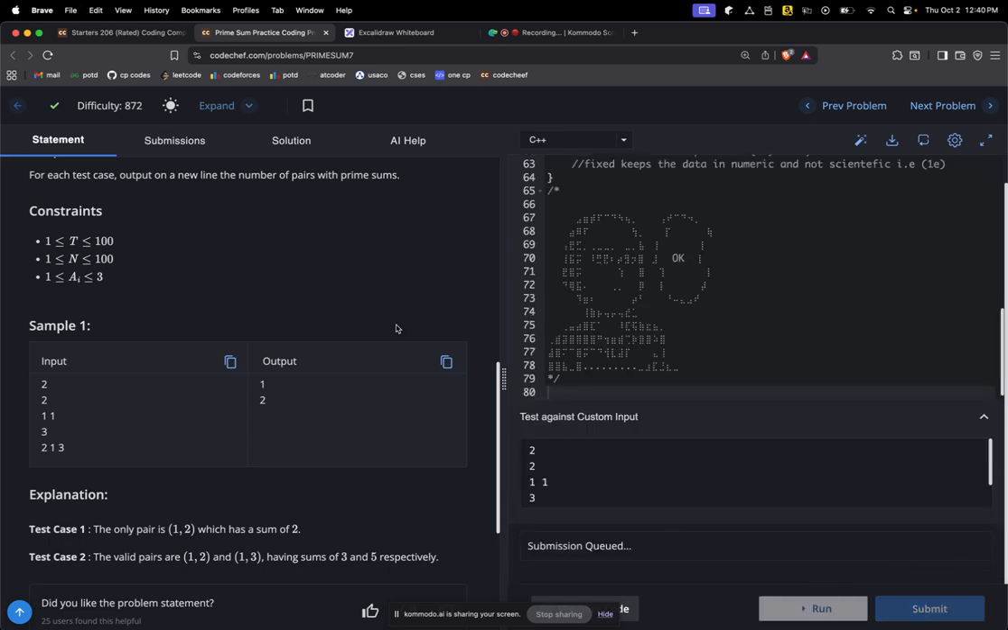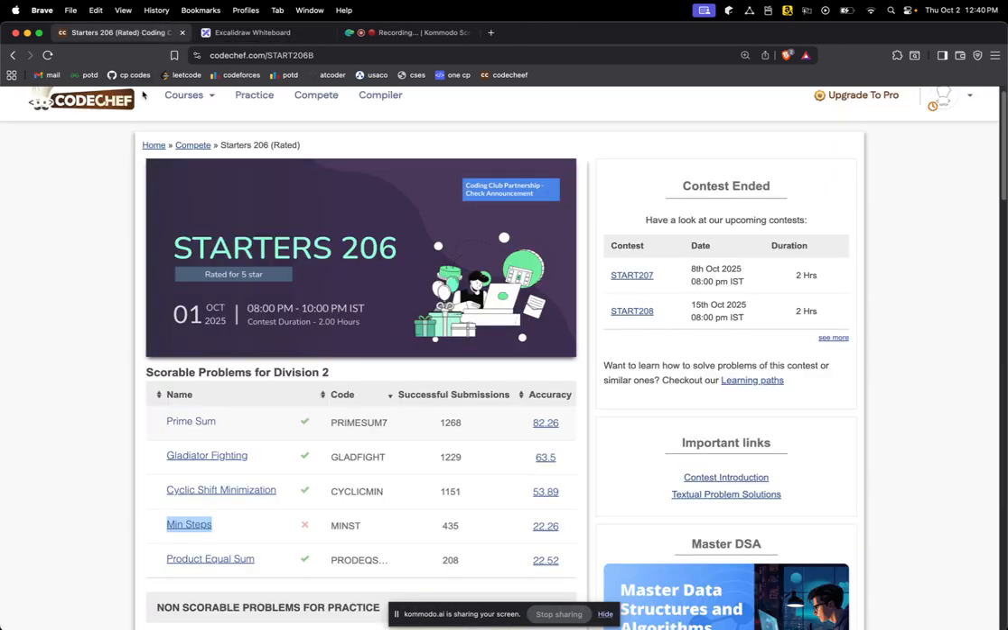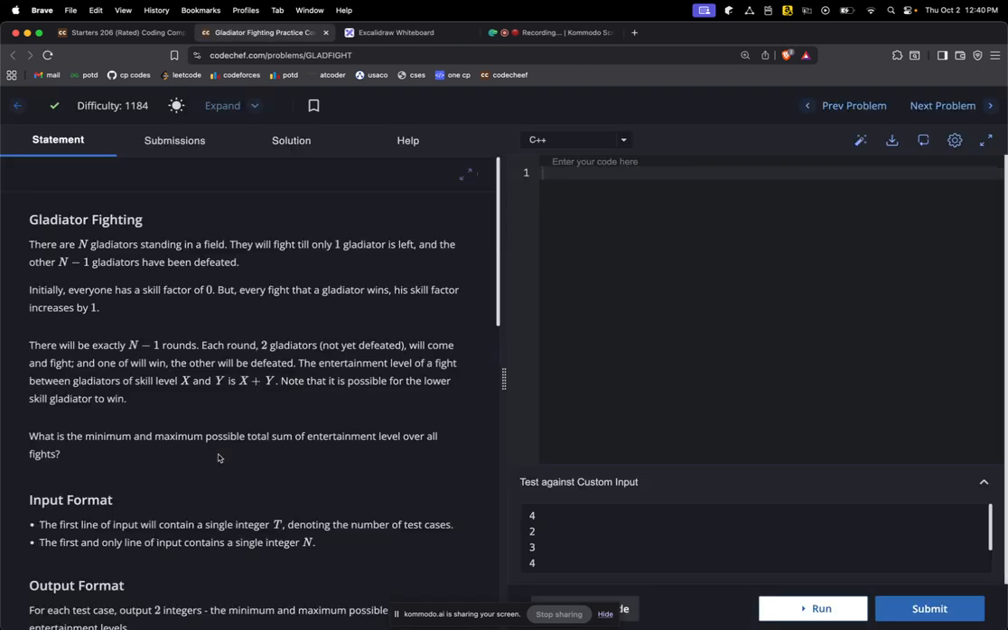So yeah, the time complexity would be O of n, or rather O of number of primes times n, and the number of primes here is 3, so that is why it is O of n. So a pretty simple question. We can now go to the next one.